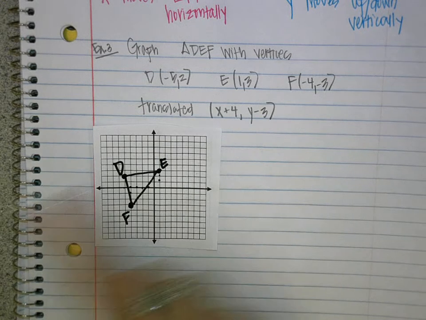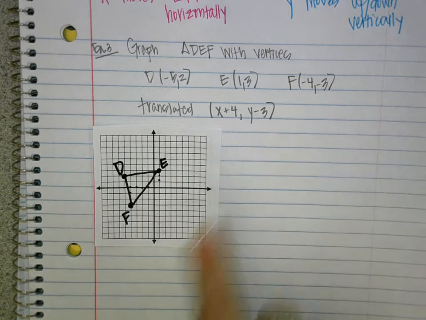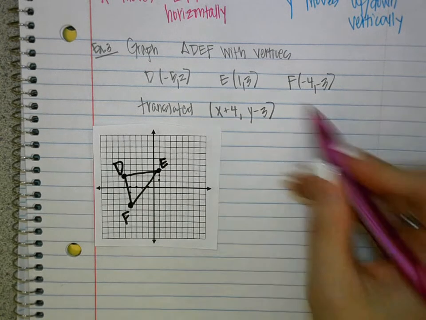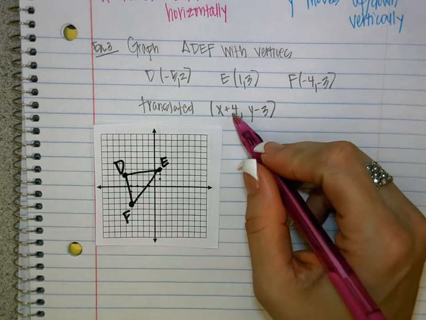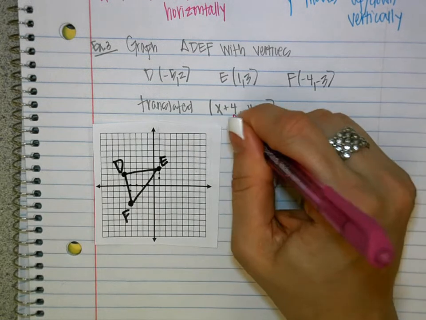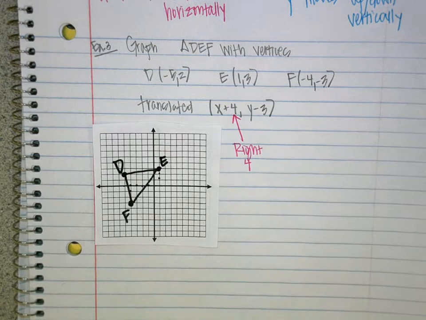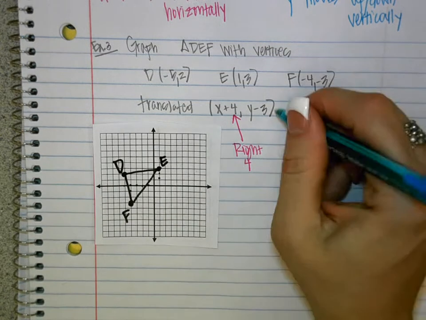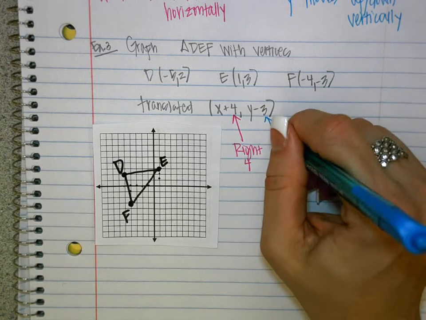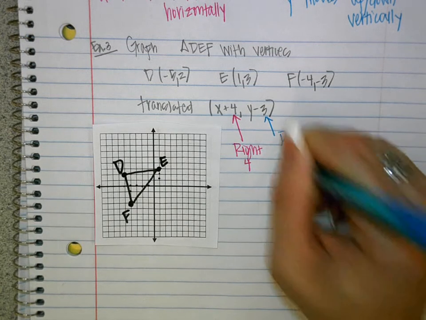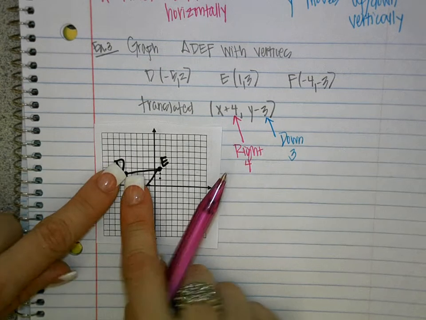Then, translate this. What is this telling you? X plus 4. What direction is X plus 4? Is that moving up, down, left, or right? And positive would be which direction? Left or right? Right. So this is telling you to move right 4 spaces, from each point. And then the Y portion tells you what? -3 tells you you're going to move down 3. So for each point, to get from D to D prime, we're going to move right 4, down 3.